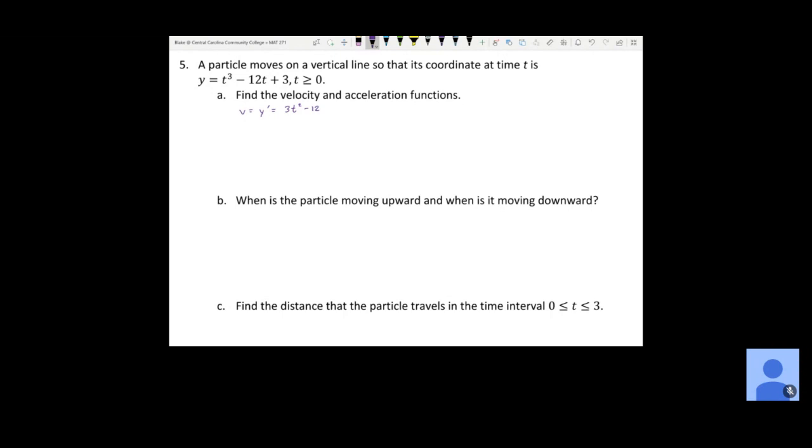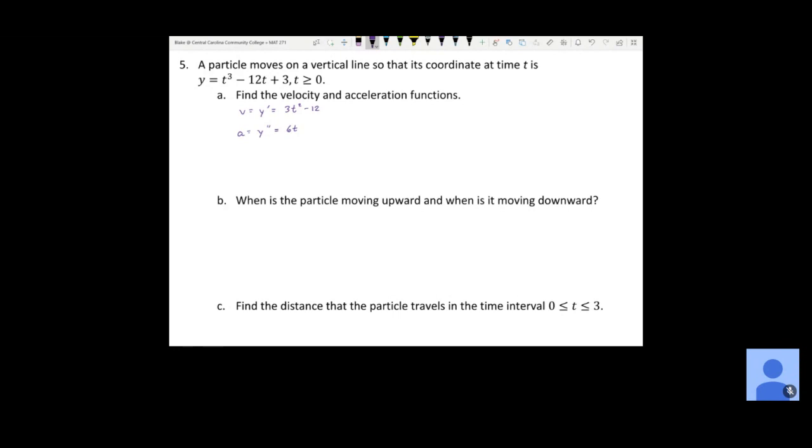How are we going to find the acceleration function? Second derivative. Good. Take the derivative of velocity. We're looking for y double prime in this case. What's that going to give us? Good. Just 6t. Again, we're just using our power rule there, and the derivative of 12 is just 0.